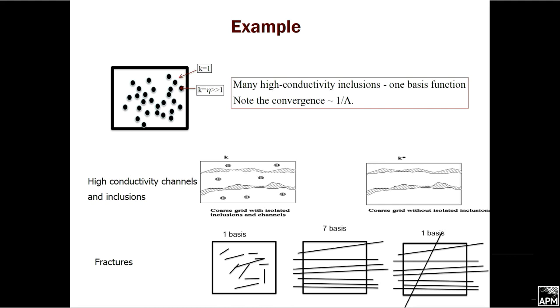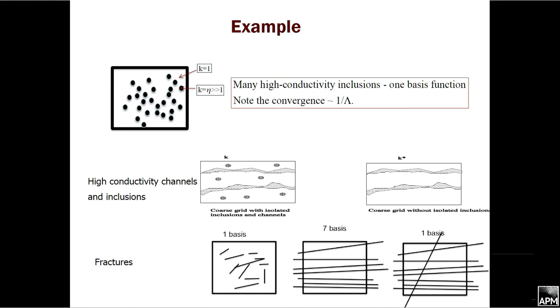In a sense, if I have many high conductivity regions, this is when I say fractures, from the point of view of flow, fractures are basically high conductivity regions. So if I have a coarse block with many fractures drawn like this, I need one basis to represent them. But if I have these channels with flow, they basically all act independently. I need seven bases.